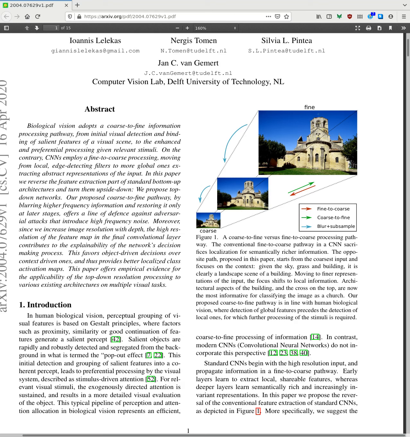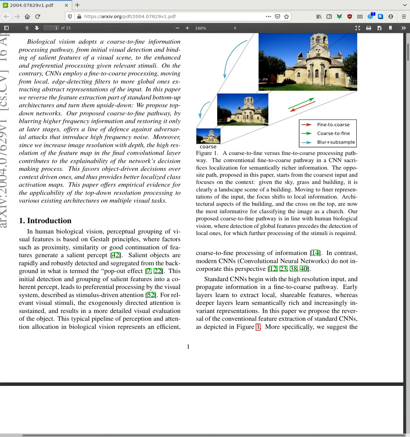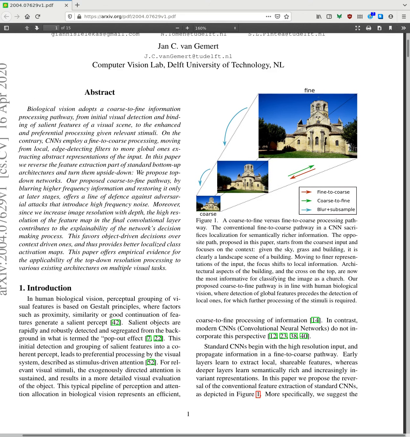This biological approach, they claim, is more adversarially robust to high frequency noise, as they measure. So obviously, if you have a low resolution image and you filter out the high frequencies, then you're going to be more robust. And also because they start with the low resolution, whole objects are sort of favored to be detected first, and they also show images of this.